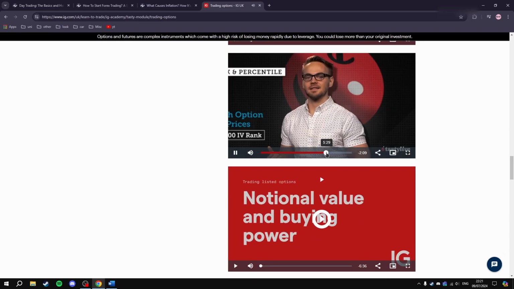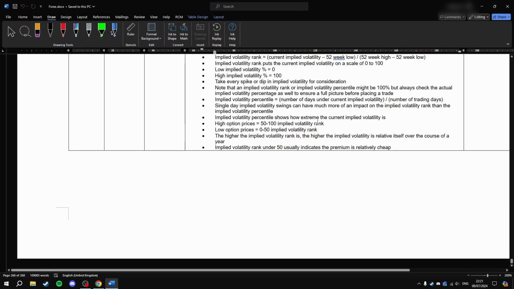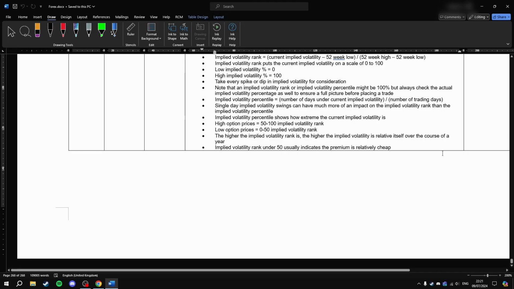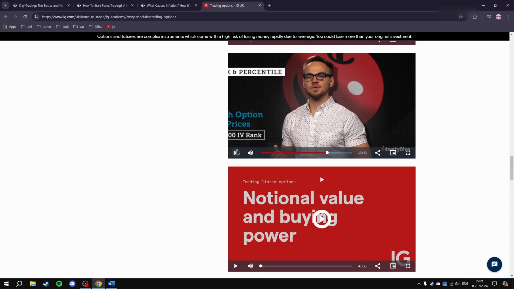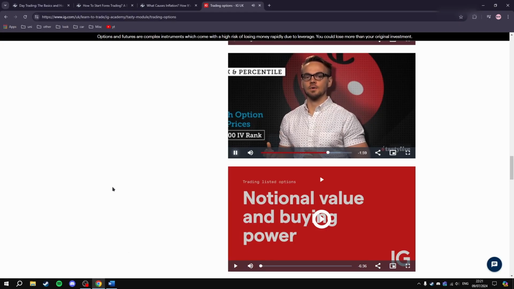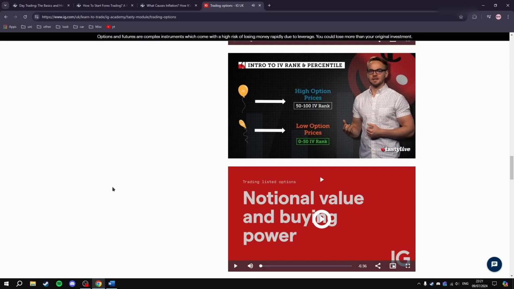The higher the implied volatility is relative to itself over the course of a year, this could lead to a premium selling opportunity, or potentially getting into a long or short stock position using short options at a great cost basis. IV rank under 50 usually indicates that premium is relatively cheap.